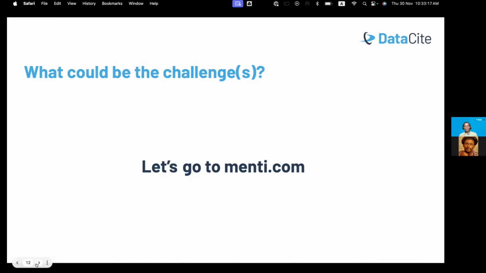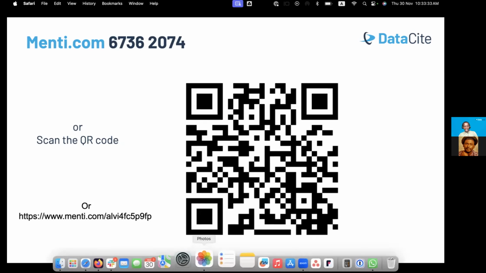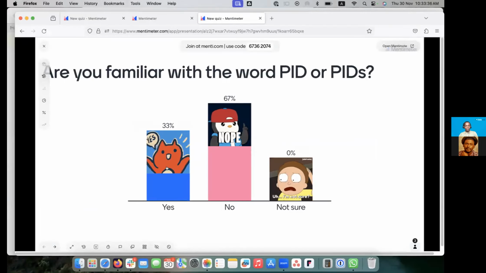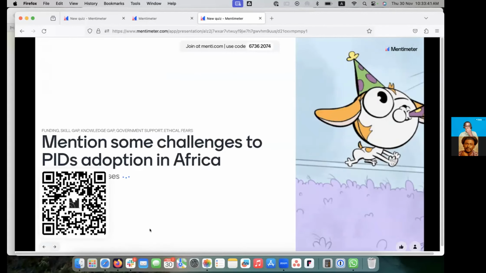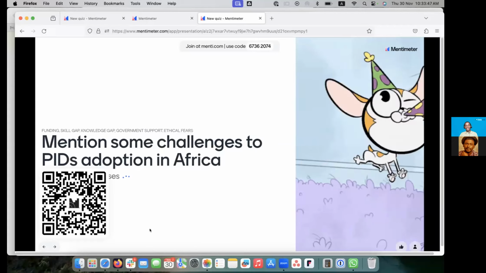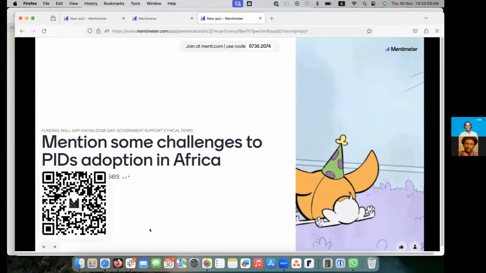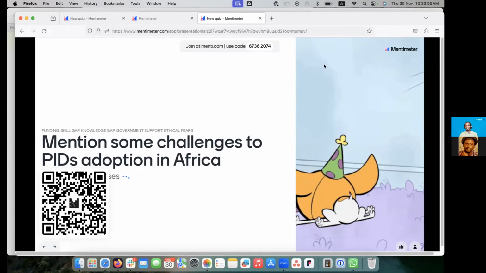I want to see whether we have an understanding of what could be the challenges that we're having in Africa. So let's see, and we need to move to the Mentimeter right away, to the same Mentimeter that we had before. I would love us to go there. Now, we need to take on the second question: mention some challenges to PIDs adoption in Africa. I'd like us to spend a few minutes to think about them and let's respond.